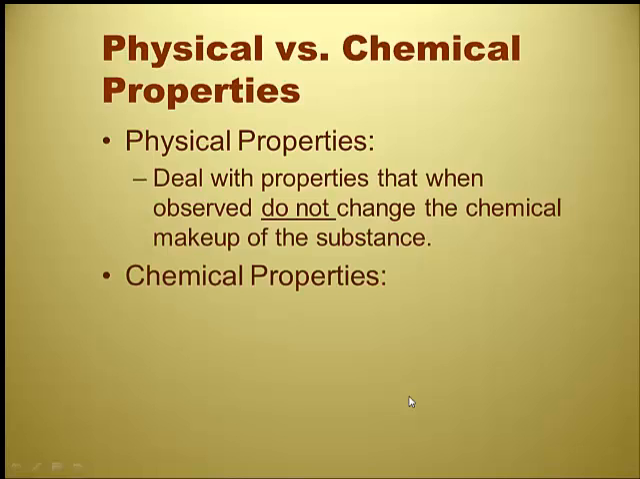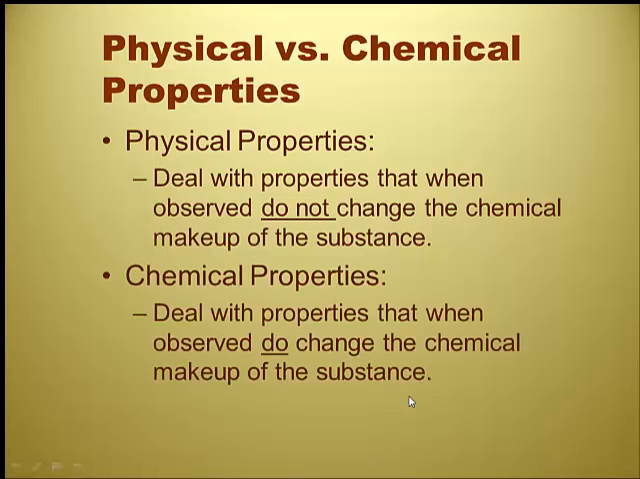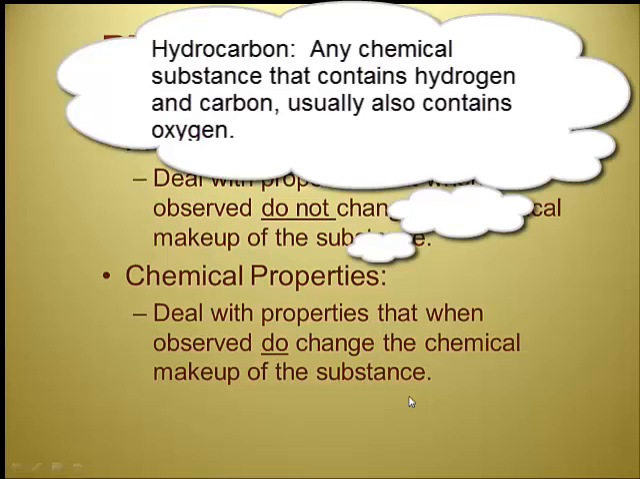Okay. Chemical properties? Deals with properties that, when they are observed, will have a different chemical makeup of the substance. When I heat wood up, it burns. And it becomes carbon dioxide and water. Okay. It changes what it is. It's not wood anymore. Right. And the same with fuel. Fuel is nothing more than a hydrocarbon, but when you light that up, it becomes CO2 and water. No more hydrocarbon. Just burns up.